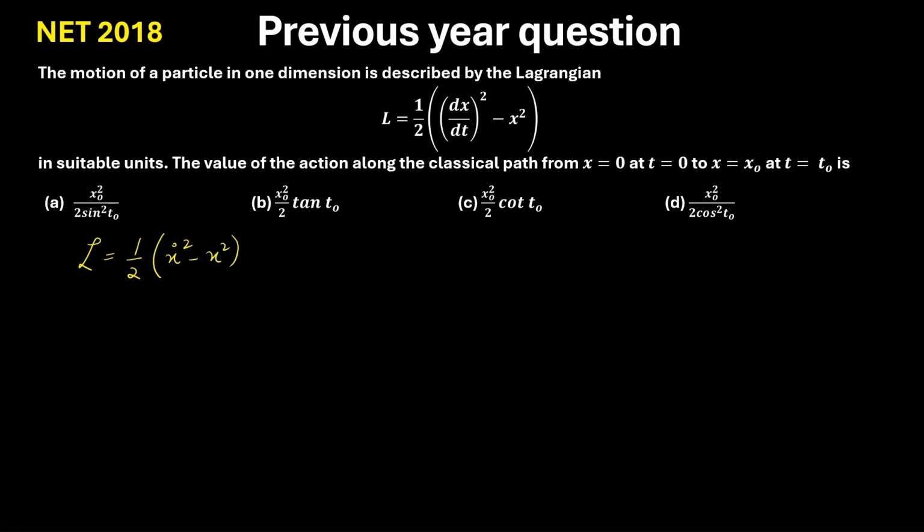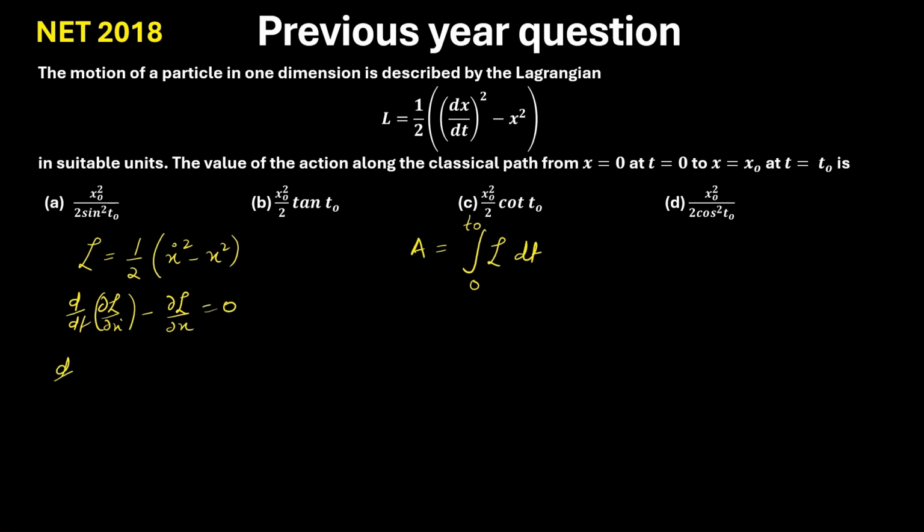Now we are interested in this integral, A is equal to the integral from 0 to t naught of the Lagrangian L into dt. Now we have to express the Lagrangian in terms of time in order to do this integration. So to express that, we need to write the equation of motion, d by dt of del L by del x dot minus del L by del x equals 0.